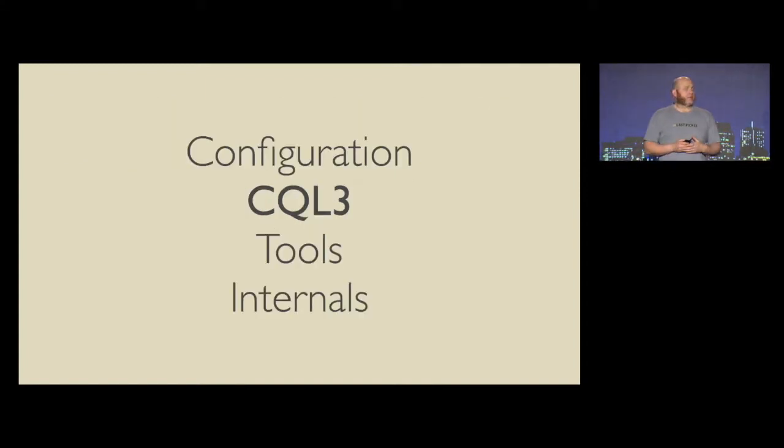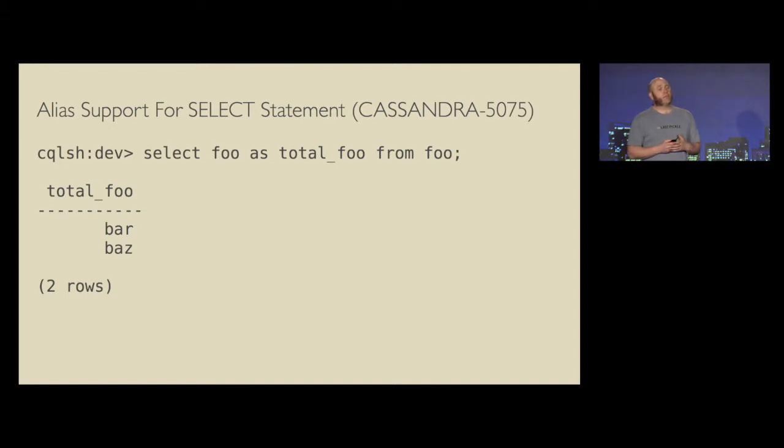A couple of little things in CQL3. Patrick, after lunch, is going to be talking about CQL3, so I'm not going to get too deep into that. There's alias support now. You can do select foo as total foo. Kind of useful if you're writing any sort of ORM out there. A lot of ORMs like to do aliases for everything.